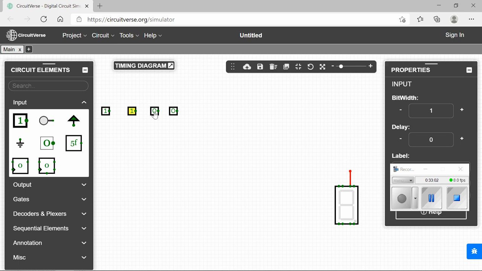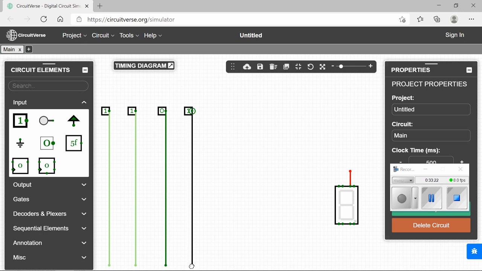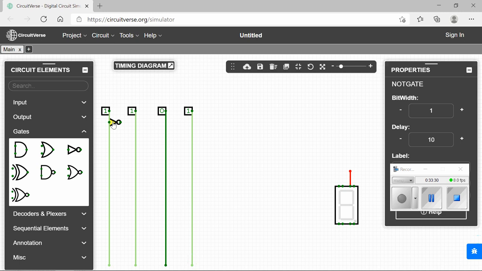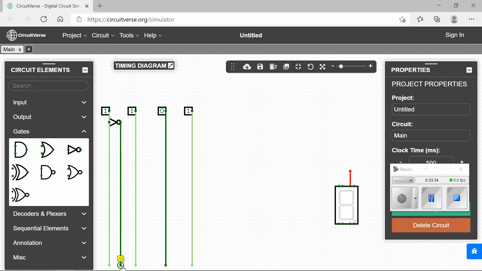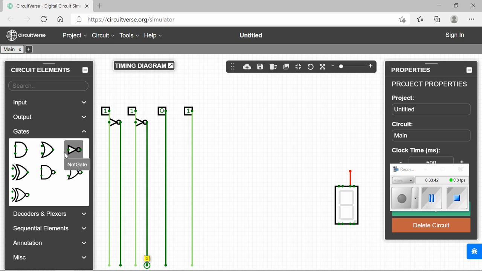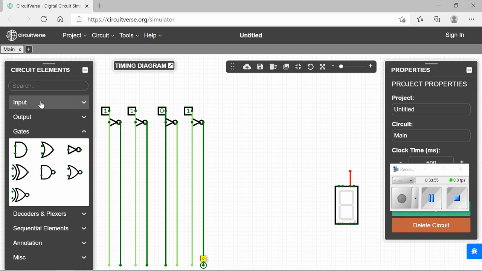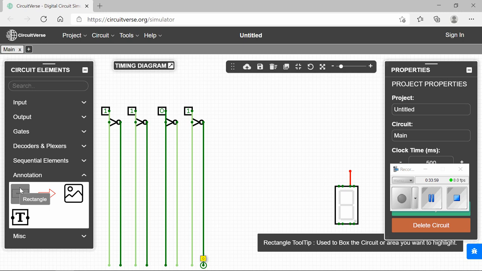And to keep things simpler, we'll get long lines straight down of A. So that's A. That's B. We'll label all these in a second. That is C. That's D. And because we're going to need them, let's get our NOT gate out. And so that is NOT A. That's NOT B. That's NOT C. And that's NOT D. So I think I'm just going to label A, B, and C.